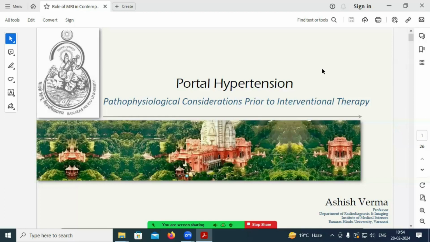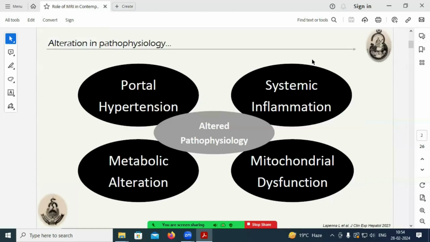But I think it's very important for us to understand what goes on behind the scenes, what the pathophysiological considerations are, and what we should look for while we begin to evaluate a case and plan it for an interventional radiology procedure. Classically, we have been told that it's just the altered portal physiology, the altered portal blood flow, that causes the disease process in portal hypertension.